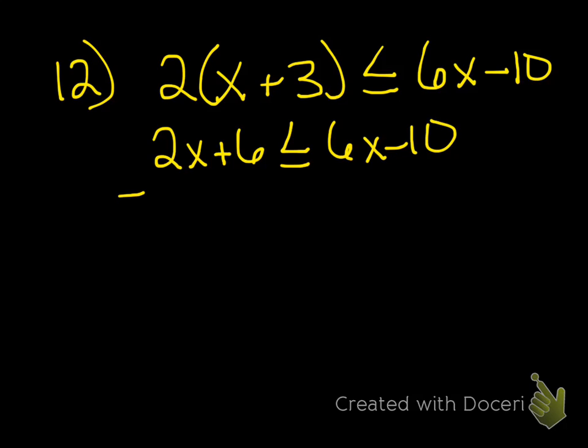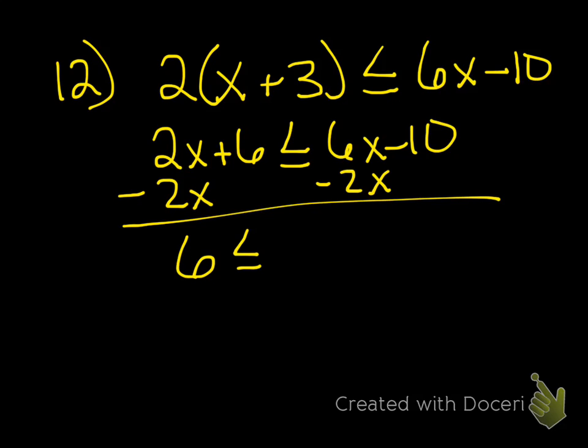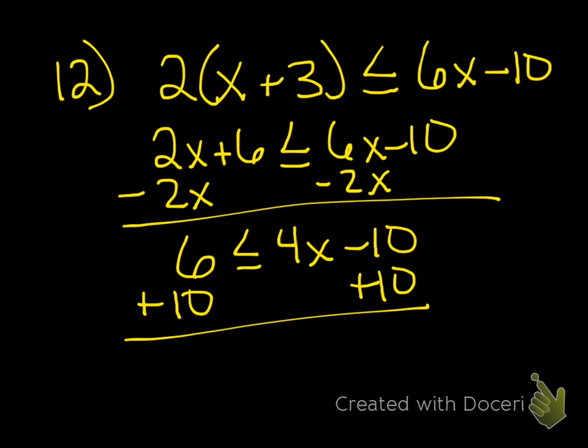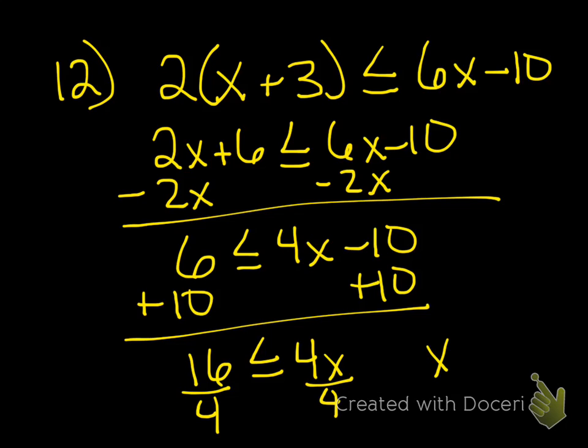Remember what I said, we want positive variables. So that gives us 6 is less than or equal to 4x minus 10. I'm going to add 10. So we end up with 4x is greater than or equal to 16. Divide each side by 4. So x is greater than or equal to 4.